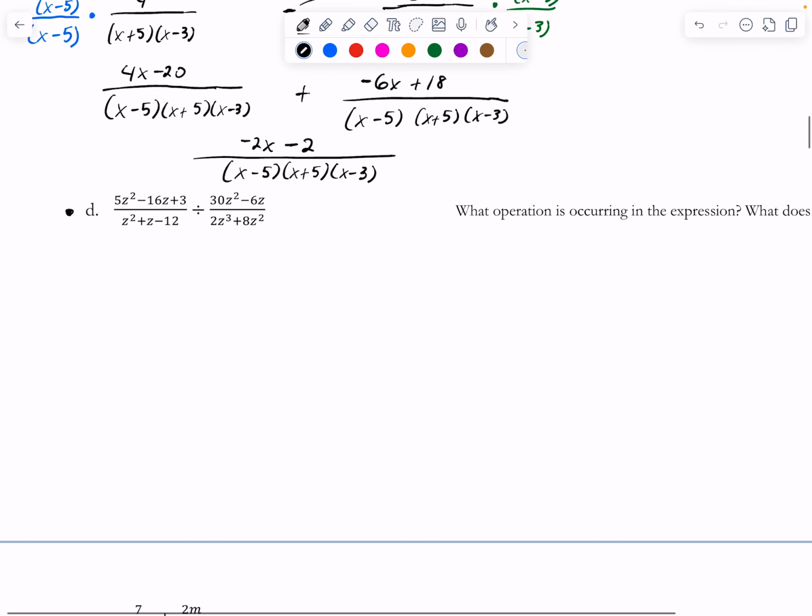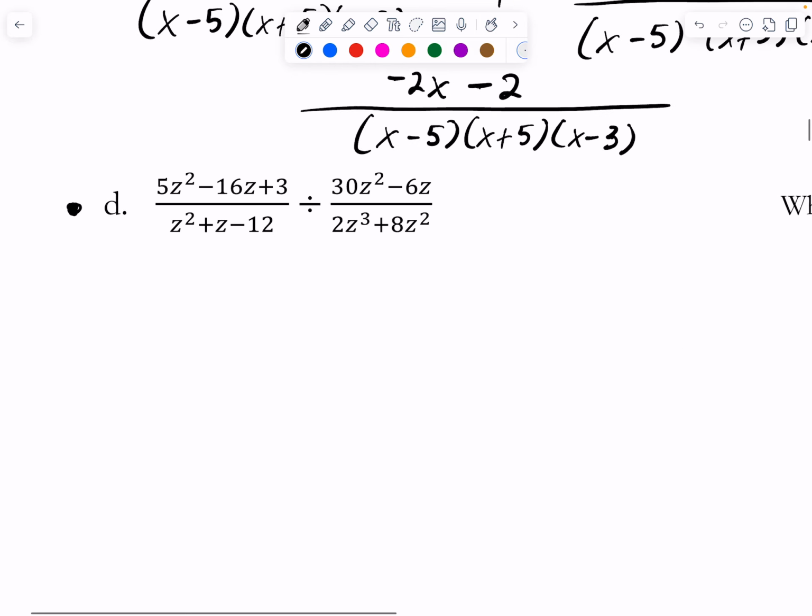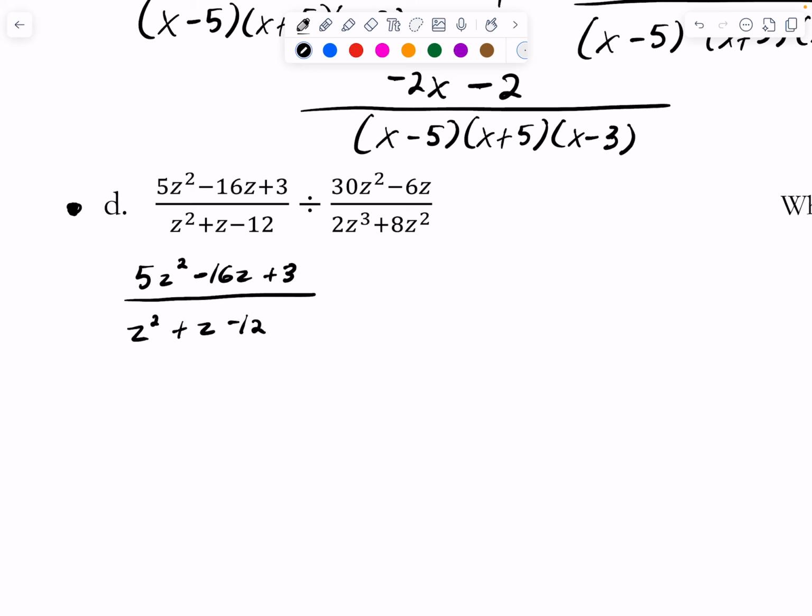Okay, let's do example D. Now, D is division. And when we did this with the very basic fractions, we reminded ourselves that to divide fractions, you're going to copy the first fraction, which I just did there, and then change it to multiplication, and then use the reciprocal of the second one. So 2z cubed plus 8z squared goes on top, and the new denominator here is 30z squared minus 6z.